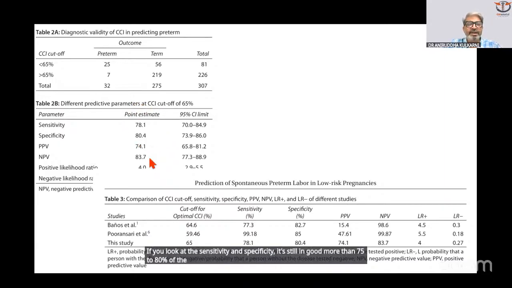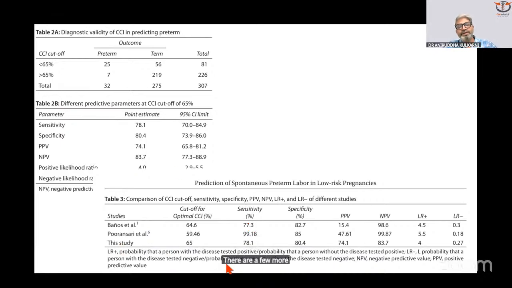There are a few more studies conducted where the optimal cutoff values of the cervical consistency index are closer to 60%. And the study which I have shown you has shown that a 65% cutoff was taken.